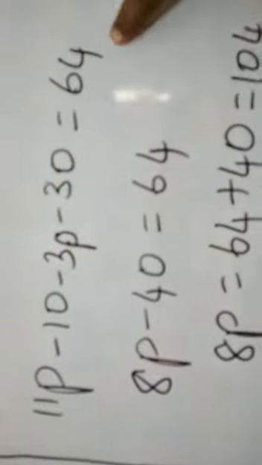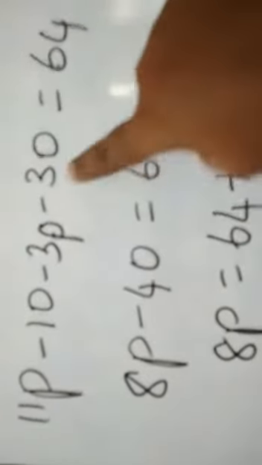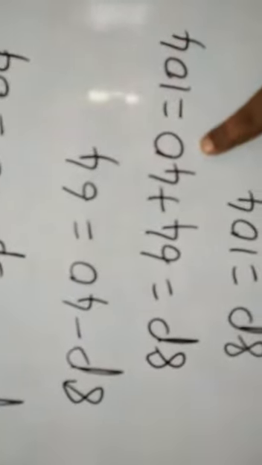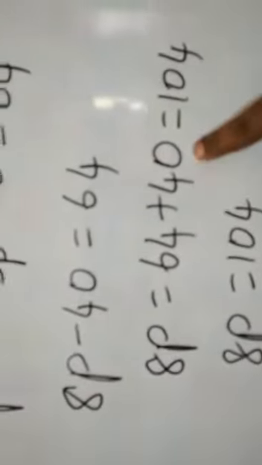So 11p minus 10 minus 3p minus 30 is equal to 64. So minus 10 minus 30, it is minus 40. So minus 40 will come to the right hand side as plus 40. So 8p equal to 64 plus 40, 104. 8p equal to 104. So p is equal to 104 by 8, that is 13.